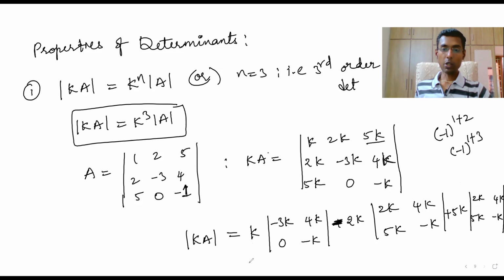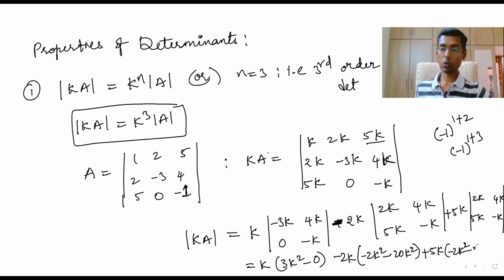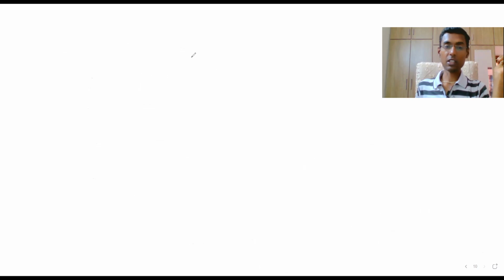You see here, what you get is K into minus 3K into K, 3K square minus 0, minus 2K into, what you get here, minus 2K square minus 20K square, plus 5K into minus 2K square minus 20K square. See, all K cube is coming, no? Here K square, everywhere K cube is there. That is this into this you multiply, K cube, everywhere K cube will come. Yes or no? Or you can take K common. I'll write in the next page.